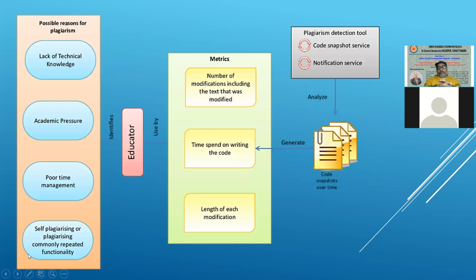One cycle, one block is in front of you. You can see, just have a look. As I showed you in the morning session, one block diagram for different sections, right? The same case applies here also. So possible reasons for plagiarism: lack of technical knowledge, academic pressure, poor time management, self-plagiarizing or plagiarizing commonly repeated functionality.